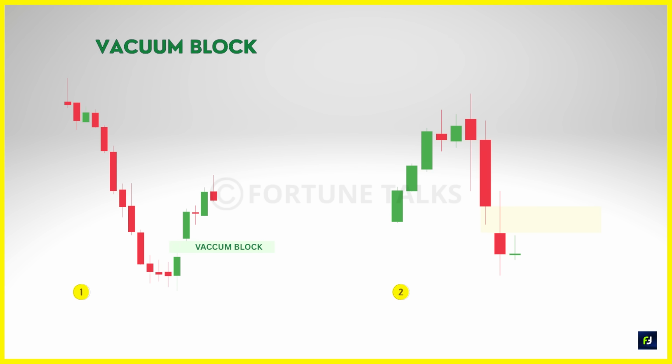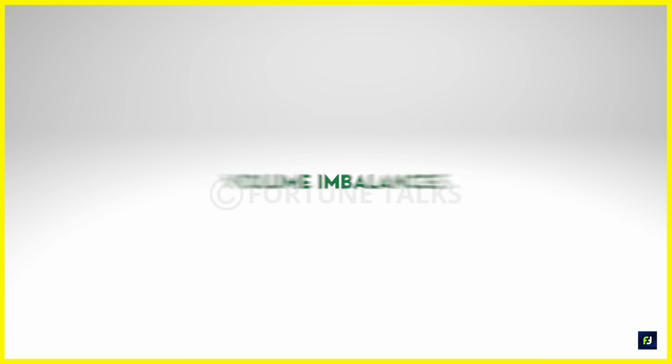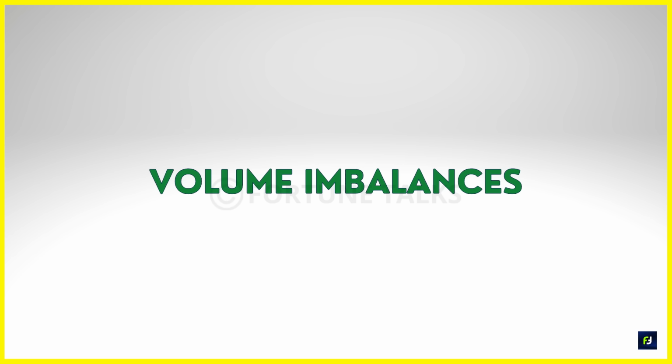So the first figure represents a price gap or vacuum block, while the other one shows a volume imbalance. We have already learned in detail about vacuum blocks. So in this episode, we will focus on volume imbalances.